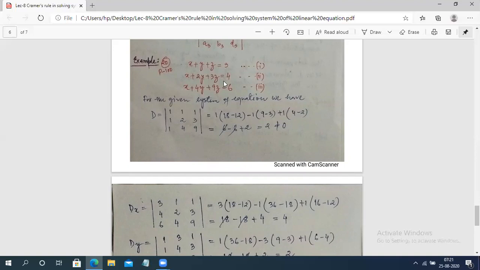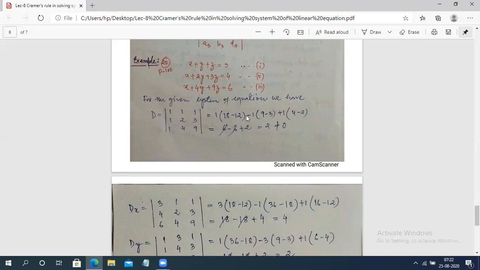If it is given in your question that there is no term, suppose in the third equation you have only x plus 9z is equal to 6, then when you write the second column, write 1, 2 and 0. If there is no term in y or in x or in z, then you have to write the coefficient of that variable as 0.